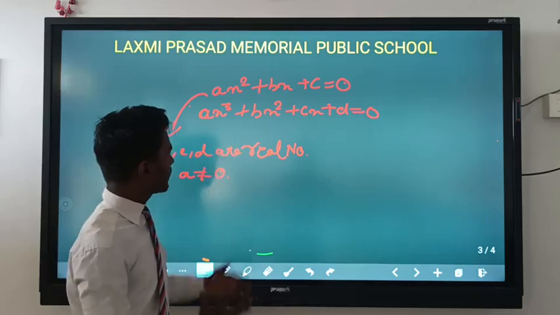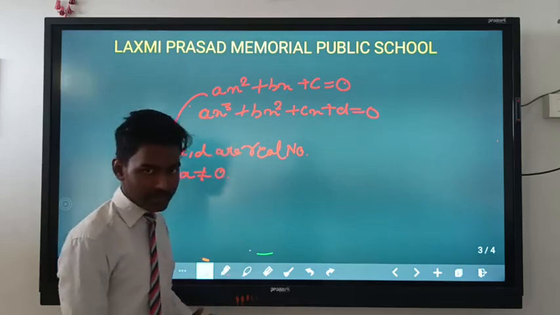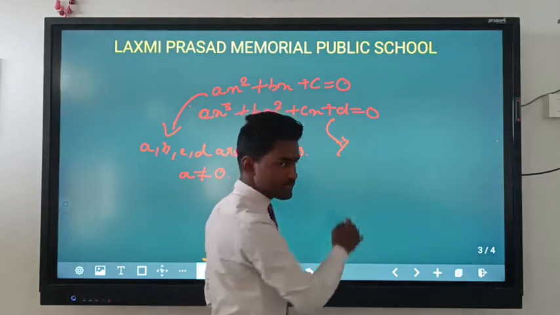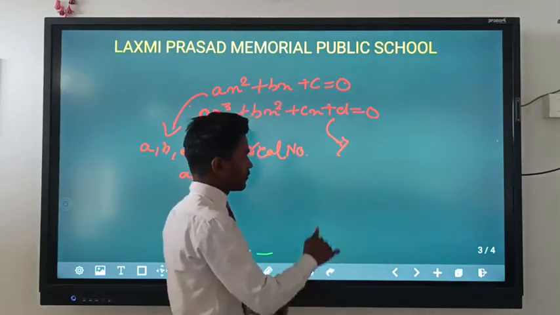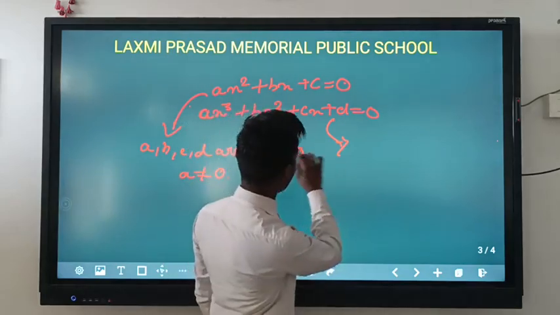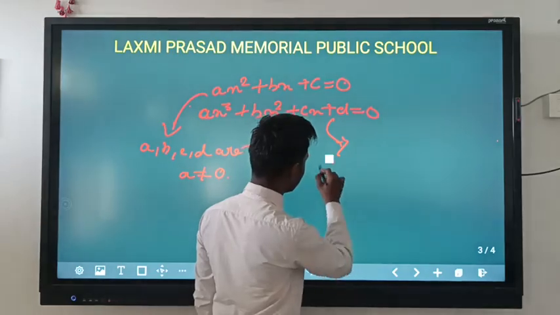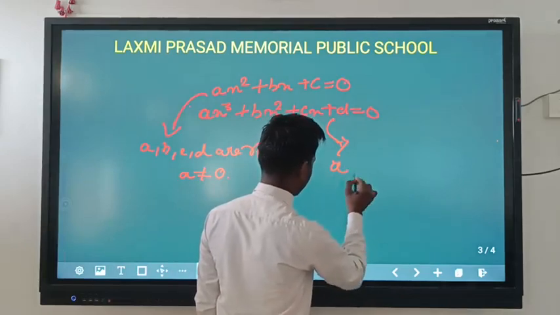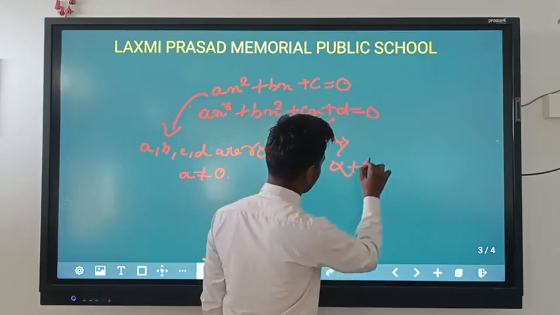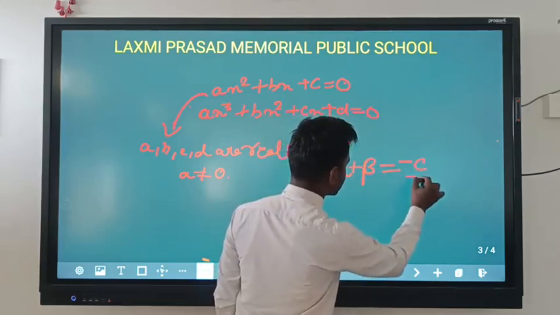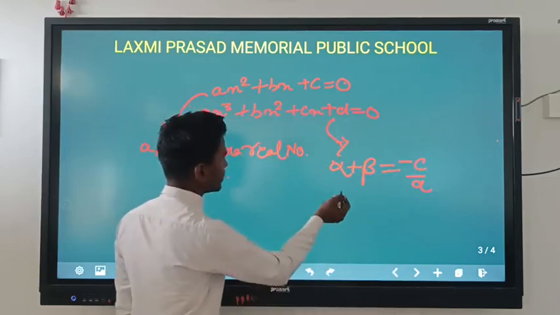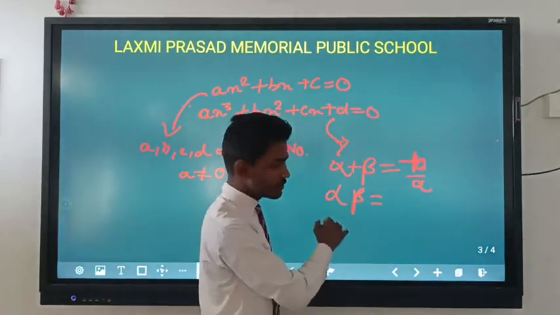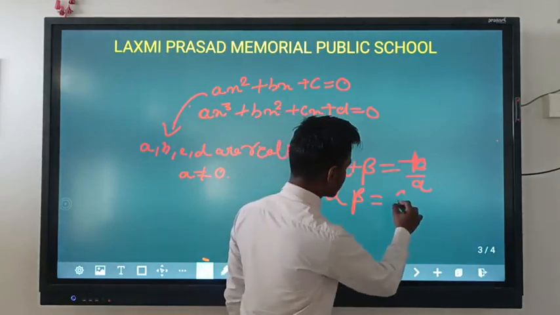Now in a quadratic polynomial, if you talk about the relationship between the coefficients and the zeros, we have two relations. The first one is the sum of zeros: the sum of zeros of a quadratic polynomial, alpha plus beta, equals minus b upon a. And if we talk about the product of the zeros, then alpha into beta equals c upon a.